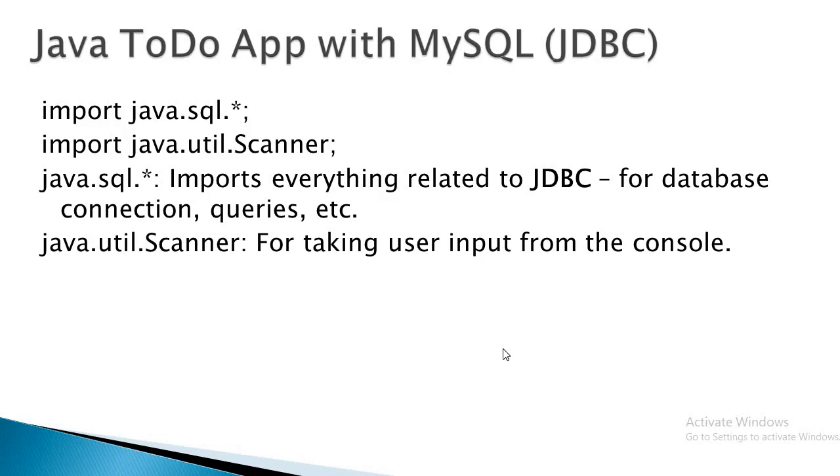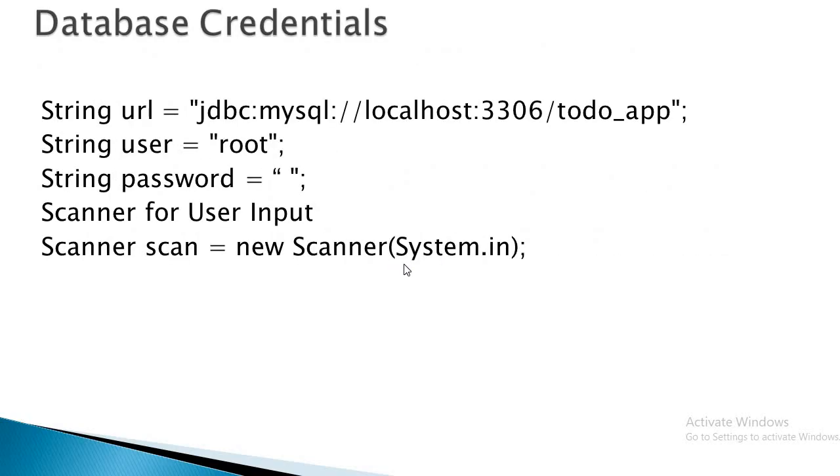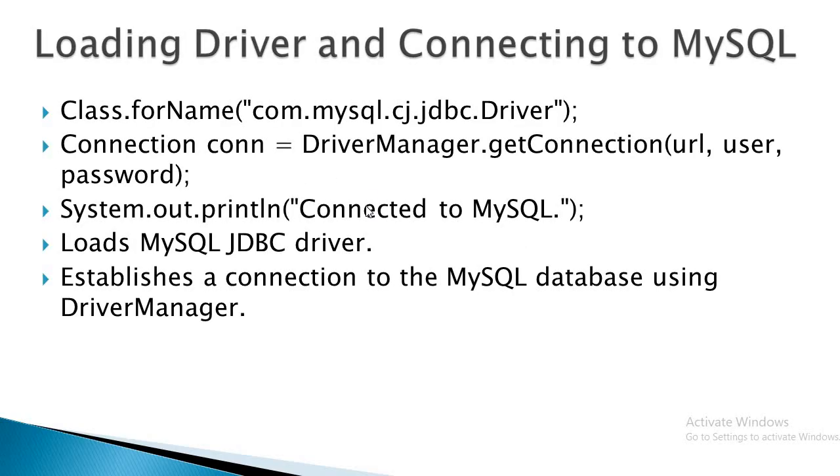Now the Java to-do app. I'm going to explain a simple to-do application. First import the packages java.sql and java.util.Scanner. java.sql imports everything related to JDBC. The Scanner is used to take input from the user. Then the String URL, which is the JDBC URL, and the user ID and password, taken from the user using the scanner.